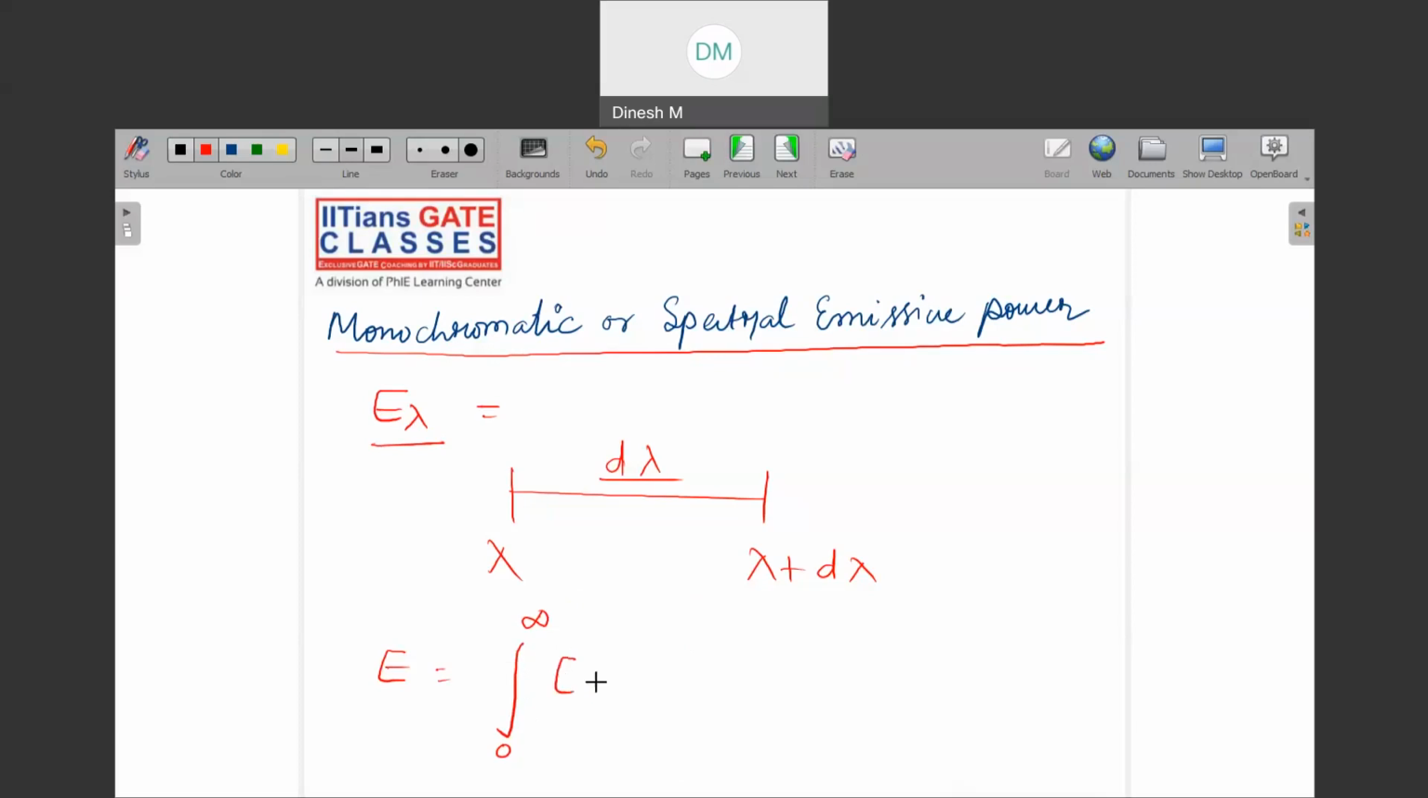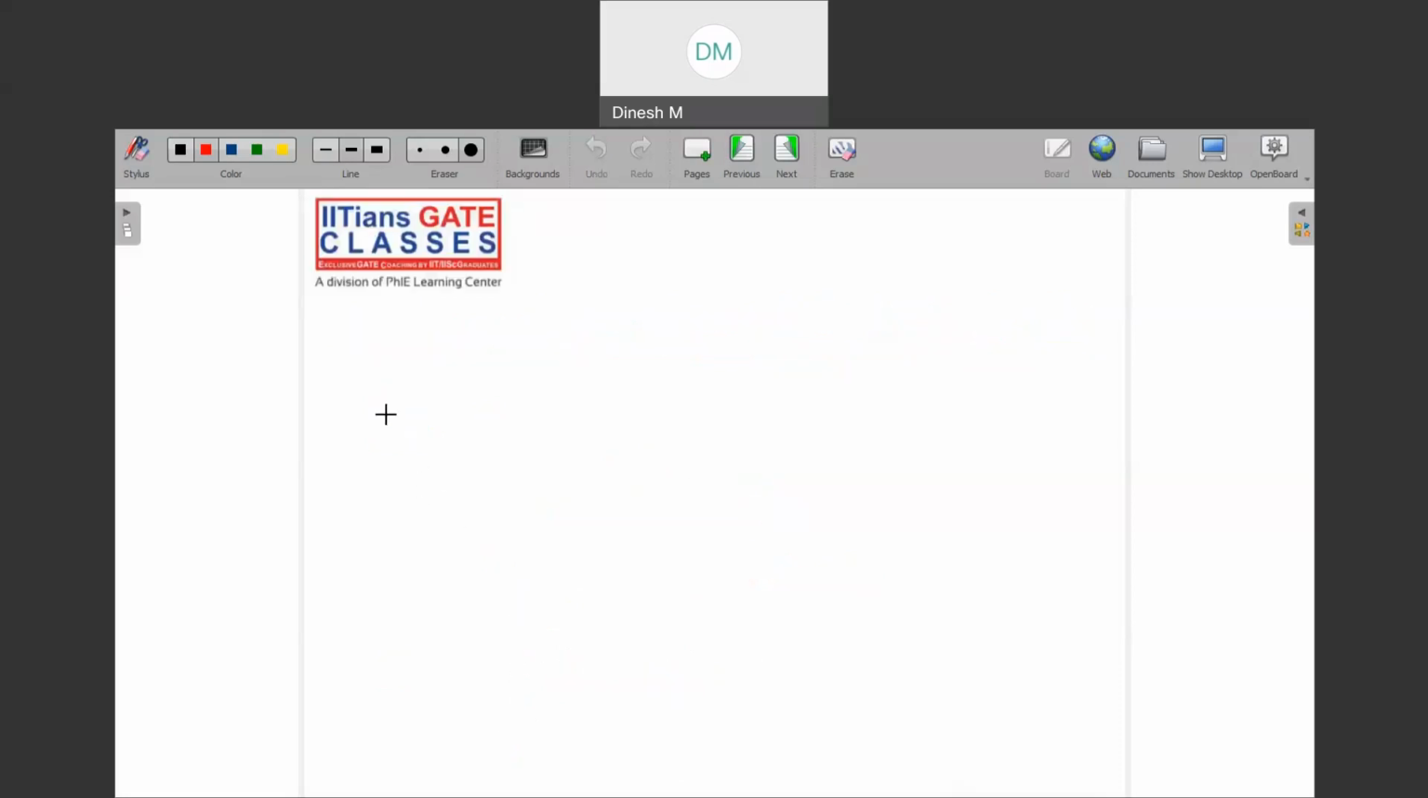So let us integrate E lambda d lambda, right? Now, if we have monochromatic emissive power, then we can have monochromatic emissivity as well. So let us understand monochromatic emissivity.